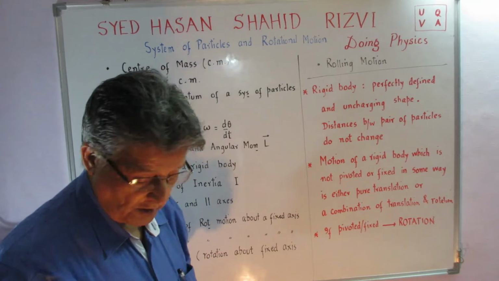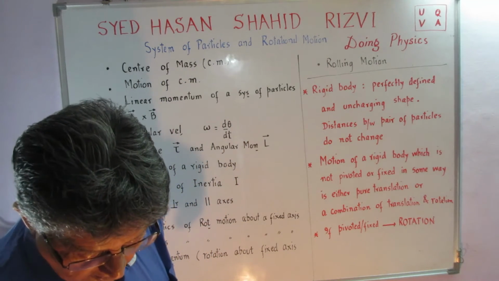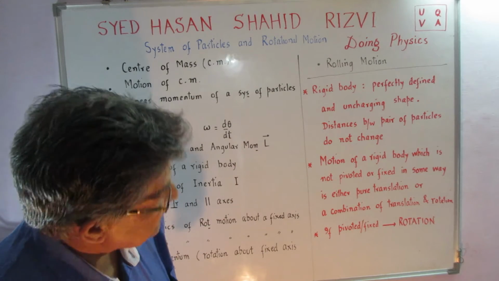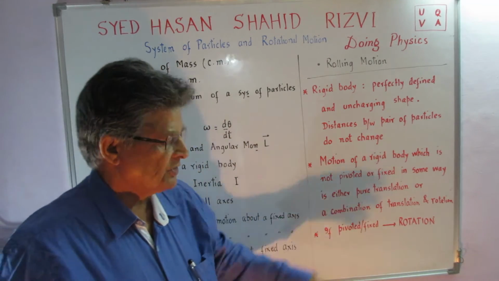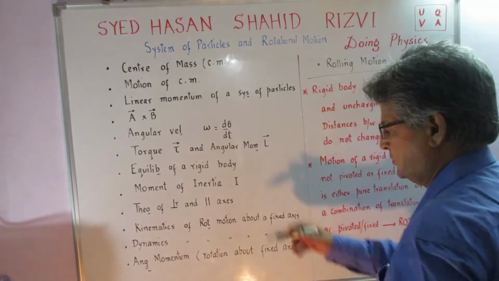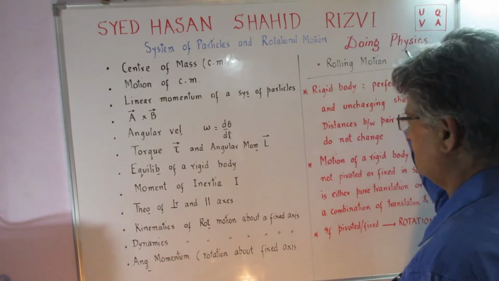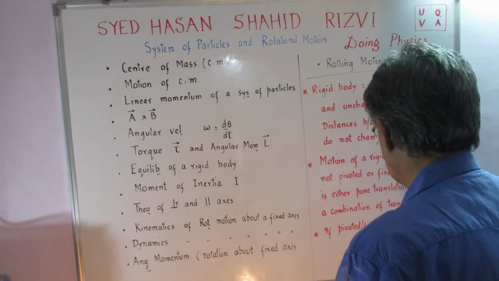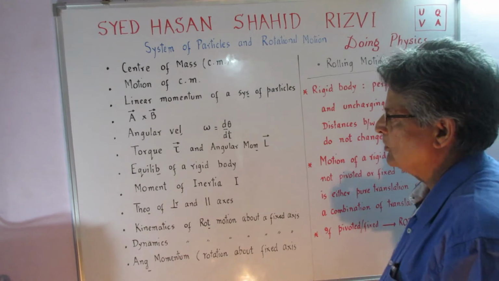If the body is pivoted or there is a fixed axis, then what constitutes is the last thing which I am going to show, and that is the rotational motion.